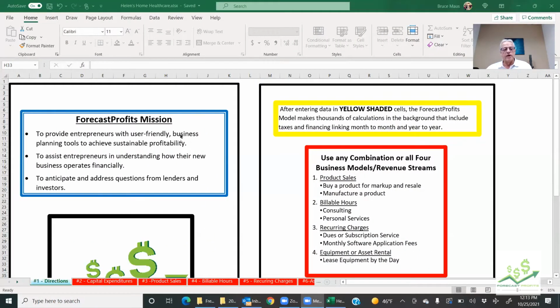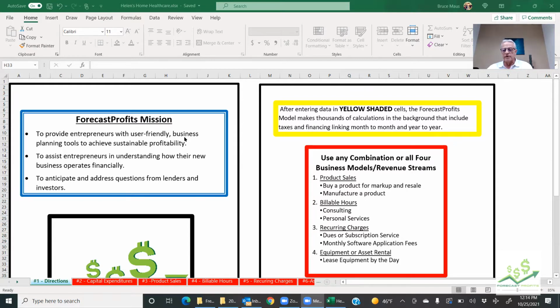Our mission was to create a user-friendly business tool. You don't have to be a CPA or have been a business major to understand how to create sophisticated financial forecasted statements. We want to assist you in understanding how your business operates financially and be able to anticipate tough questions from lenders and investors.